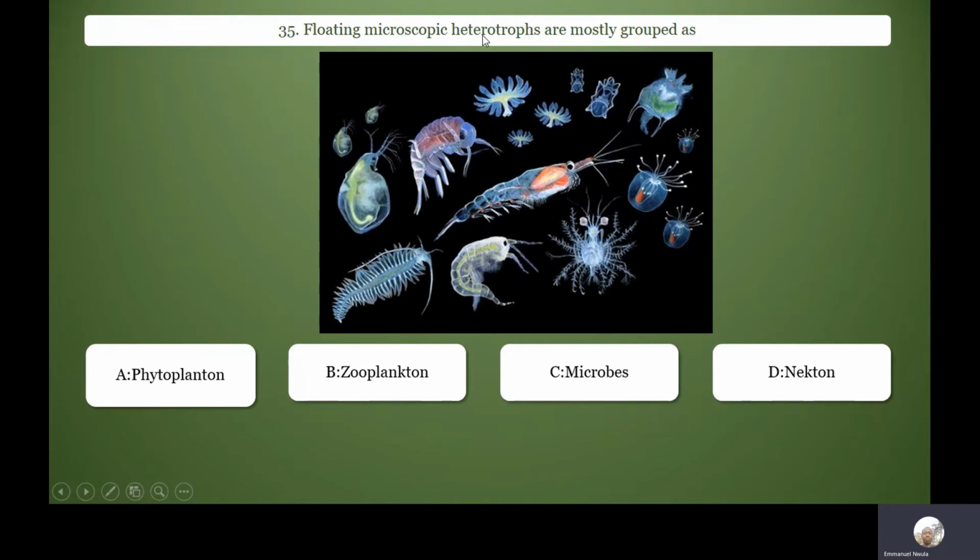Floating microscopic heterotrophs are mostly grouped as zooplanktons. Zooplanktons are the microscopic animals. They feed on the microscopic plants, the phytoplanktons. So the correct option here is B, heterotrophs. That means they don't manufacture their food. So that is zooplanktons, the microscopic animals. Correct option here is B.